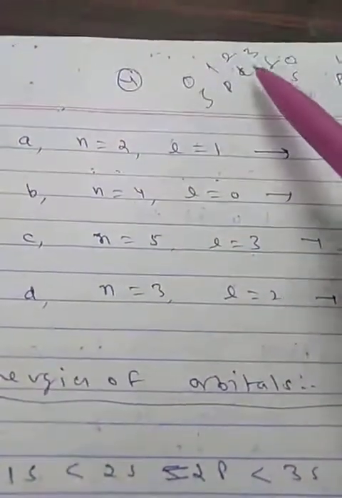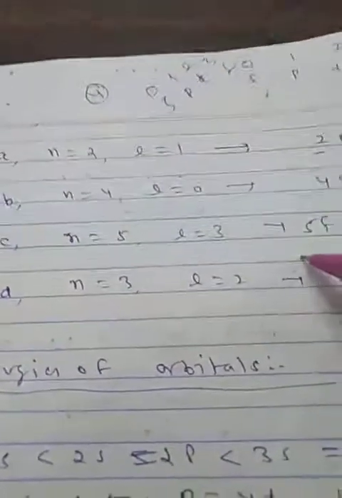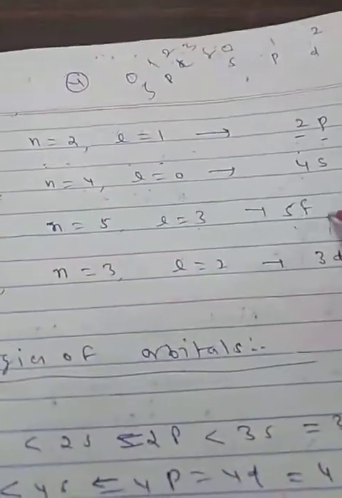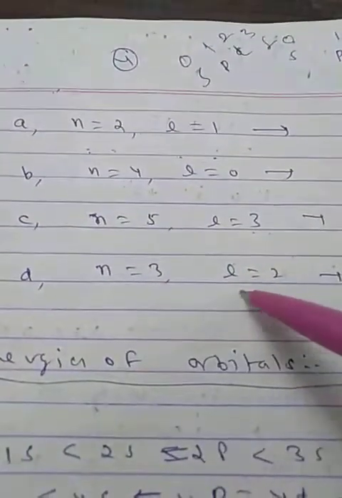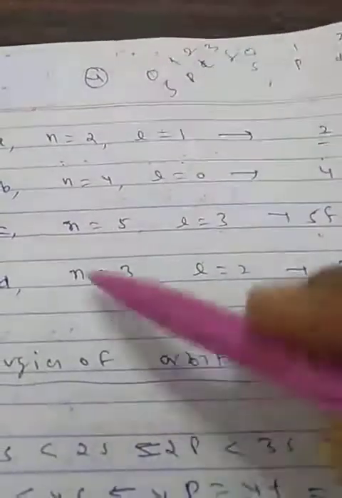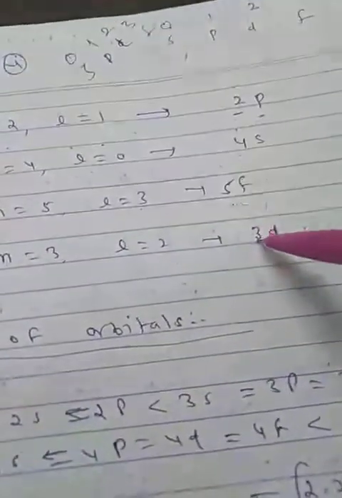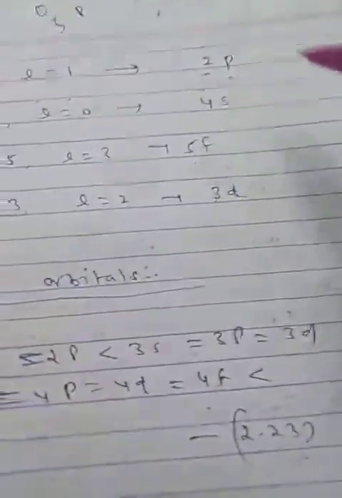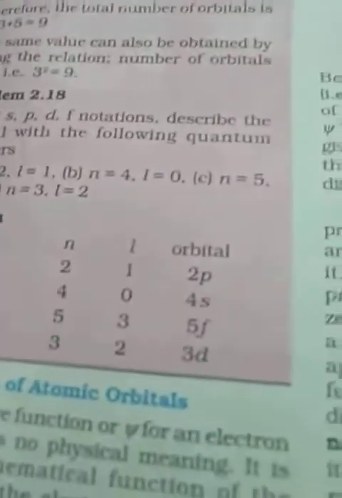Now next, n is equal to 5 and l is equal to 3. I said 3 means f, so you write 5 and l is equal to 3 means f, the 5f shell. Now n is equal to 3, l is equal to 2. 2 means you have to write d. Okay, following? n is equal to 3, you write 3. l is equal to 2 means you write d. In this way you have to mention the names of orbitals. Very easy to identify.